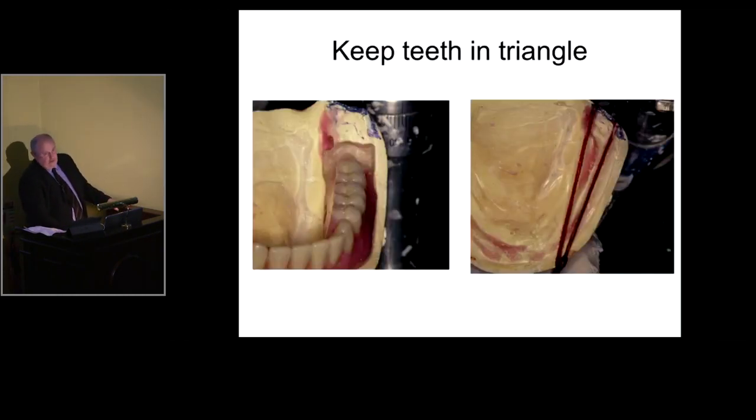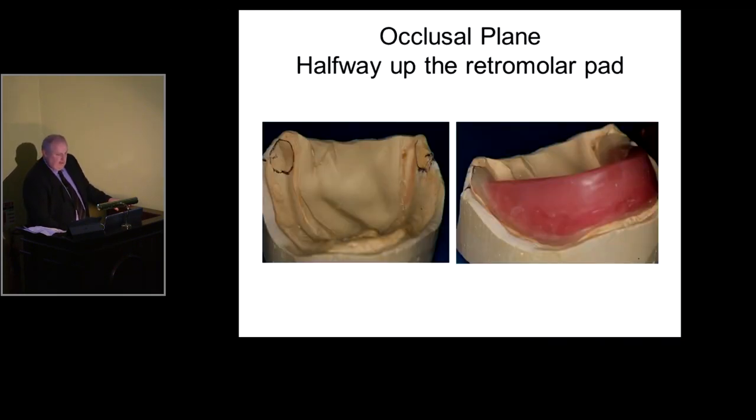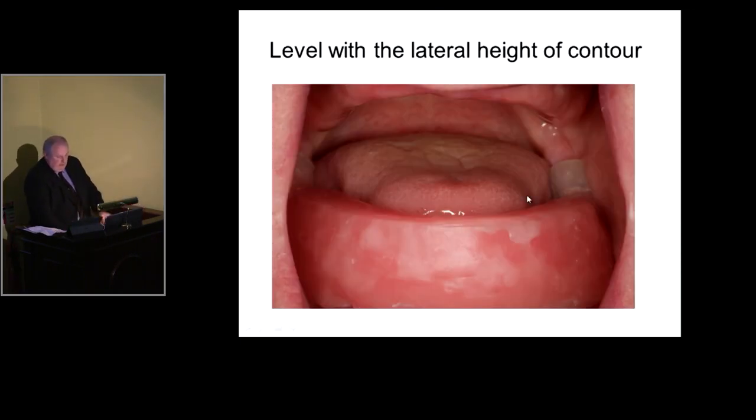Keep the teeth in the triangle. Keep the teeth over the ridge. Halfway up the retromolar pad, that's where the occlusal plane should be. Why is that? Because that's where your teeth are in your mouth. If you put your tongue from the back of your 6 and 7, you're halfway up the retromolar pad. If we get above that, we cause instability. We should be level with the lateral border of the tongue.